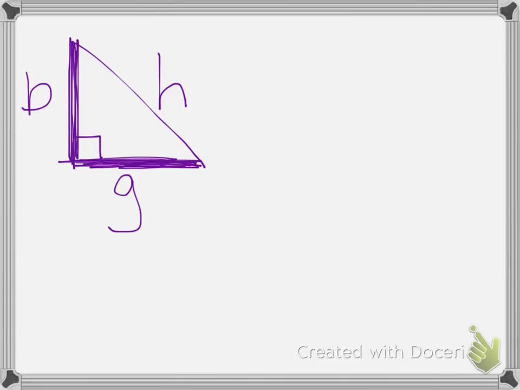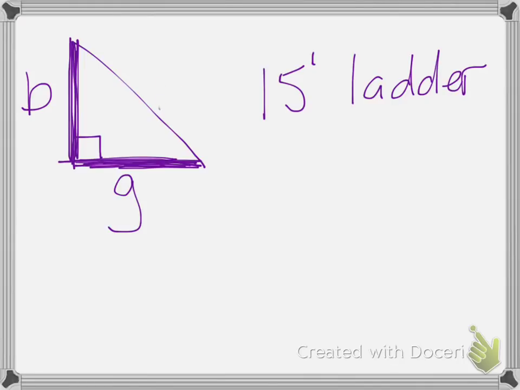So let's say that there is a 15-foot ladder leaning against a building. Well, H would have to be our ladder, so I'm going to erase H and put 15 there. This is actually our ladder leaning against the building. Now there's a top of the ladder up here, and a foot of the ladder down here. The foot of the ladder is 5 feet from the base of the building. This is the base of the building. So therefore, we know that G must be 5.